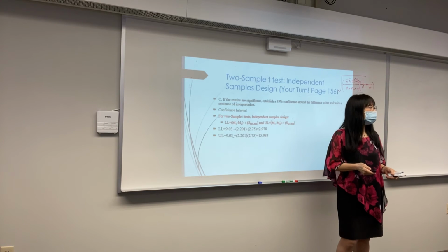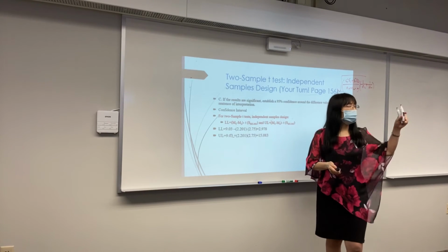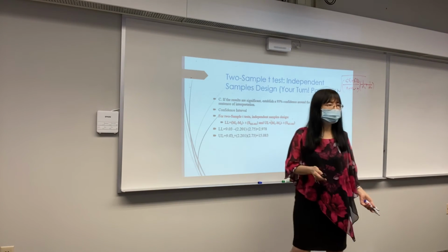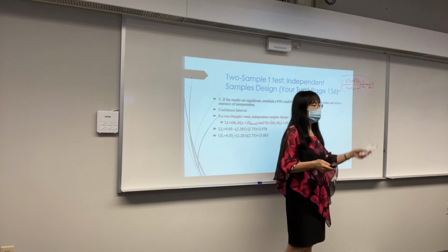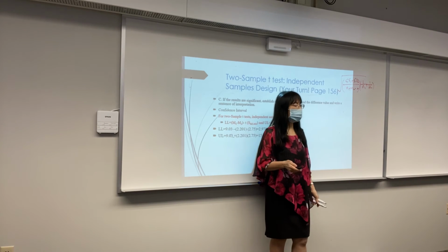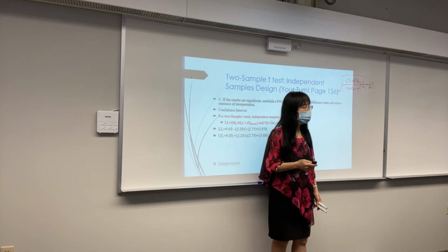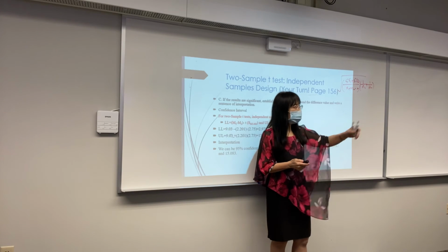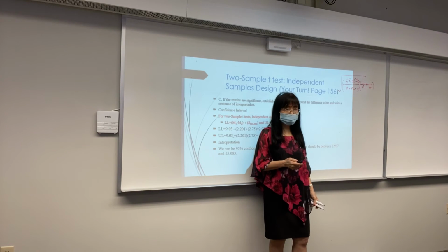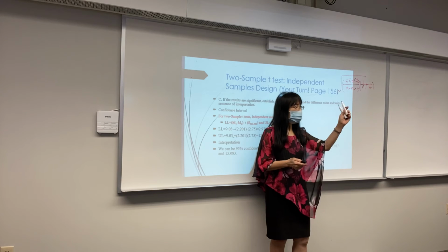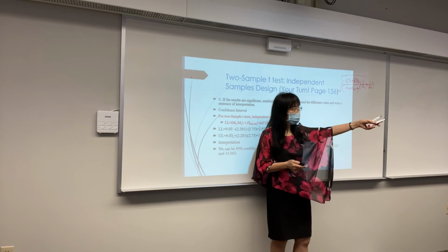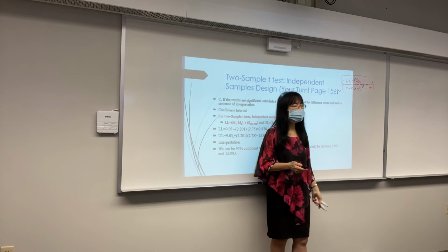Okay? And so, after we get this, what do we say? What's the interpretation? We will have how many percent of confidence? We will have a 95% confidence that the difference between means should be between the number and the number.